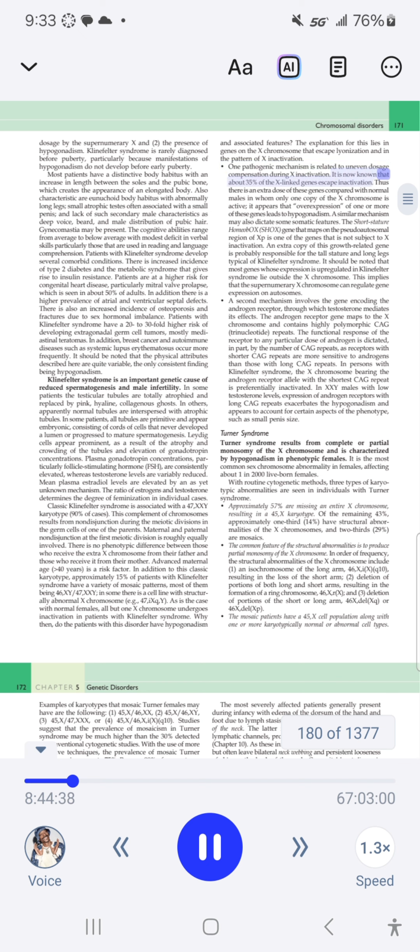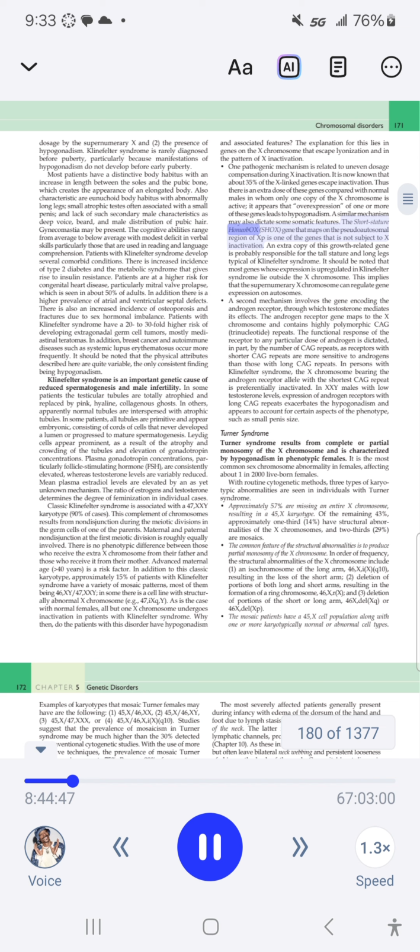One pathogenic mechanism is related to uneven dosage compensation during X inactivation. It is now known that about 35% of the X-linked genes escape inactivation. Thus, there is an extra dose of these genes compared with normal males in whom only one copy of the X chromosome is active. It appears that overexpression of one or more of these genes leads to hypogonadism. A similar mechanism may also dictate some somatic features.